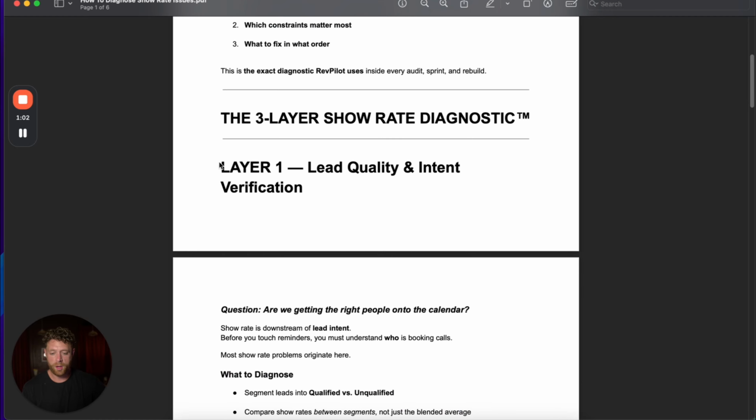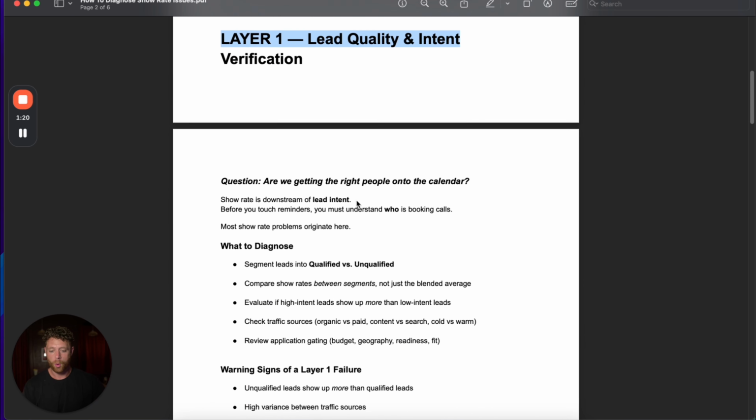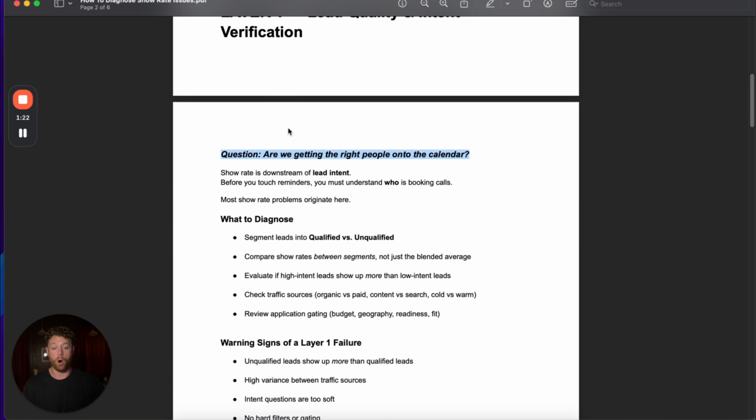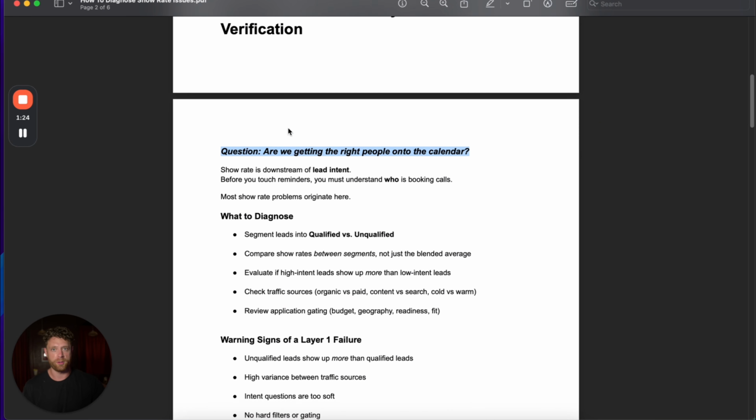When we come into layer 1, we have lead quality and intent verification. If you're a sales guy, you're probably going, "I knew it was the marketing guys." If you're on the marketing team, you're saying, "No, this isn't my problem." But just wait until I break down exactly how to define this, because it may or may not be your problem. The first question we need to ask is, are we getting the right people on the calendar in the first place?